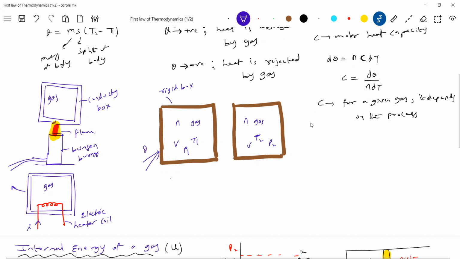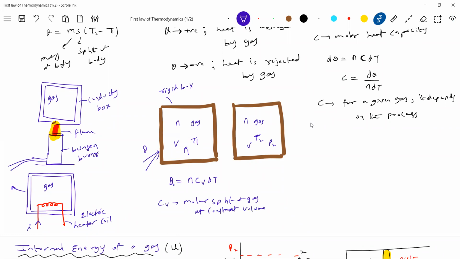Therefore the heat absorbed by the gas is equal to n times the molar specific heat capacity, which I'll write as Cv, times delta T. Now this molar heat capacity will have some value called Cv. So what is Cv? You should call it the molar specific heat of gas at constant volume.